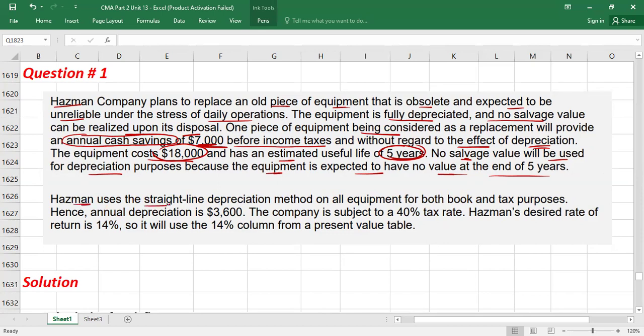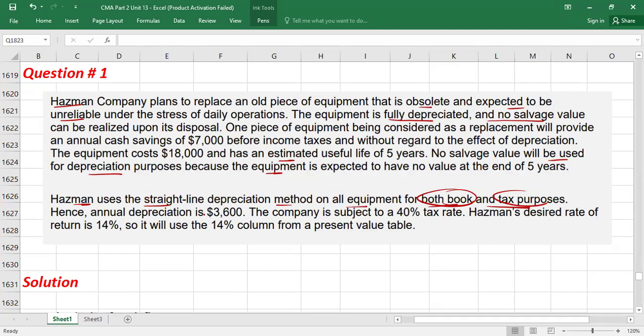Then Hasman uses the straight line depreciation method. So this is the depreciation method. Because these cash flows of 7,000 are given before depreciation, obviously we'll include the effect of depreciation also. So we are using which method? Straight line method. We are using this straight line method on all equipment for both book and tax purposes. They're saying for book means accounting purposes, and for tax purposes we are also using the same method.